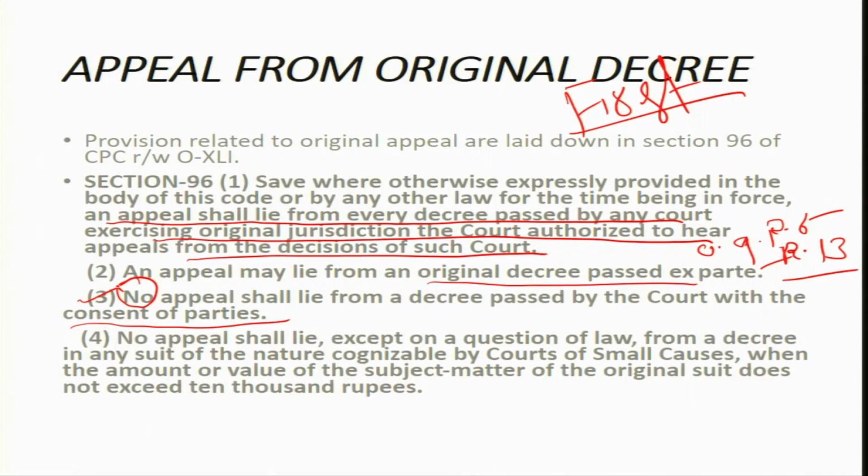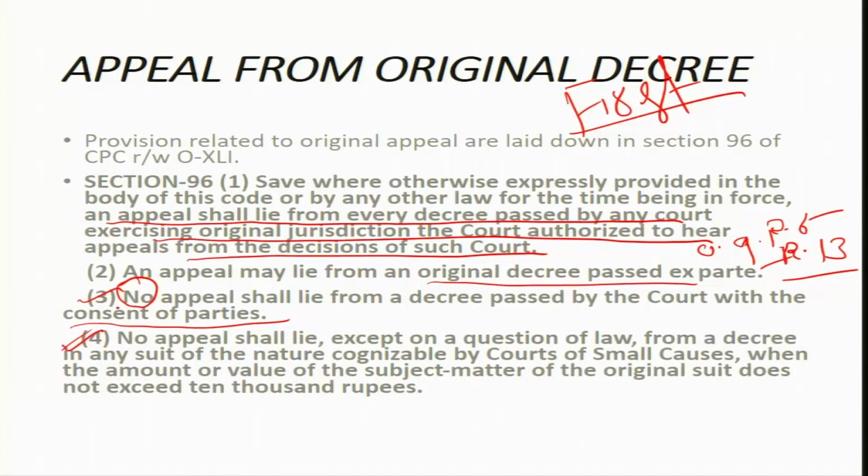So, against that consent decree there would be no appeal. The words here are no appeal against a consent decree. Against a consent decree, or a decree which has been decided mutually, there would be no first appeal.